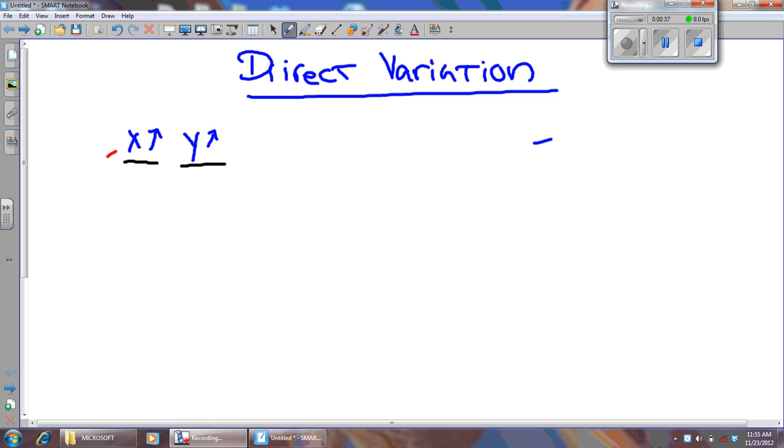X is just some variable, right? And what's going to happen in these story problems, we're going to have two variables. We may not know what they are right off the top of our head, but we're going to read the story, figure out what the variables are, and see is one increasing while the other one is increasing. For example, a story might look like this.